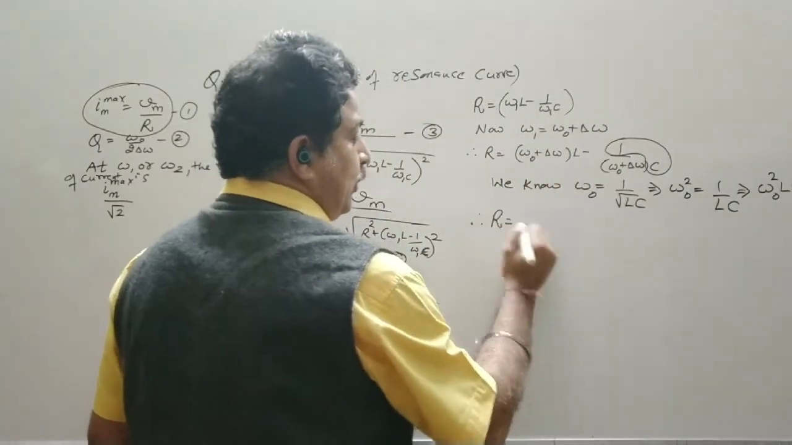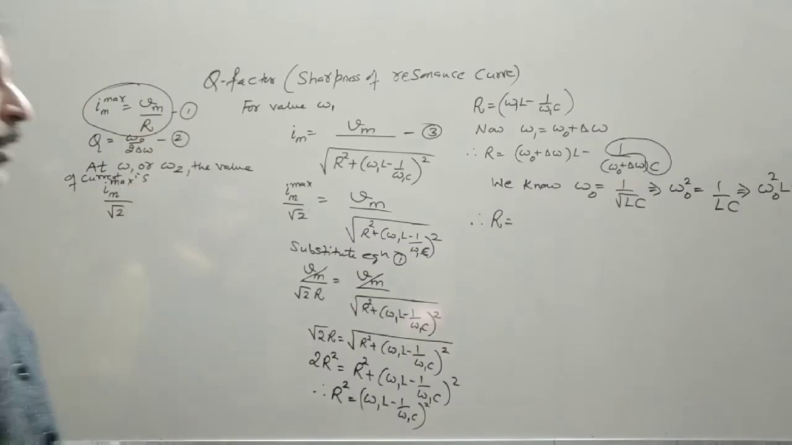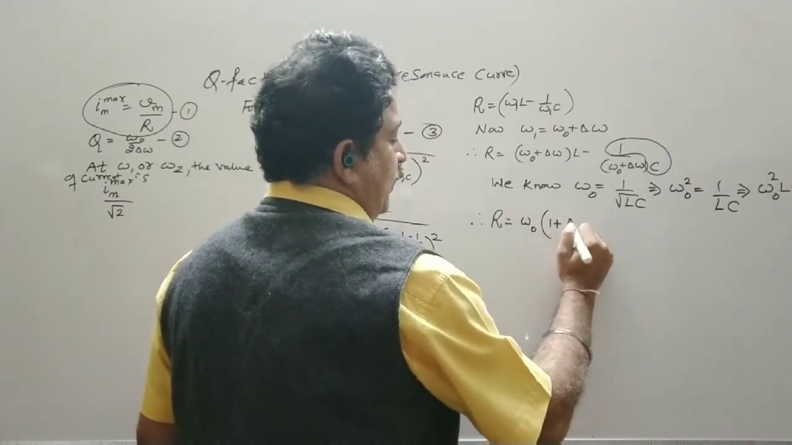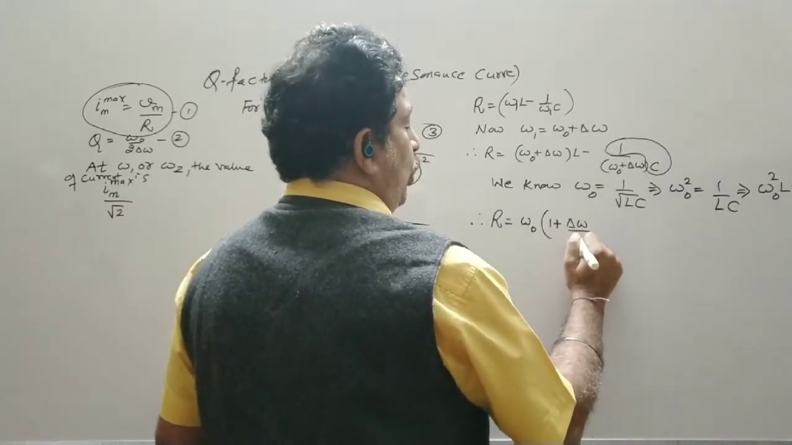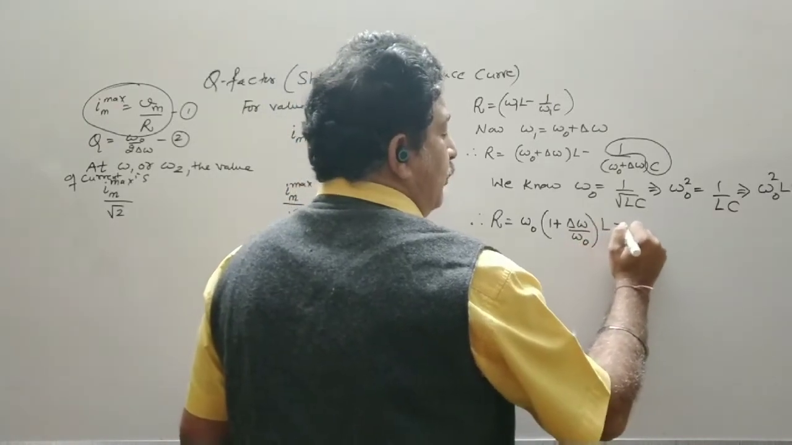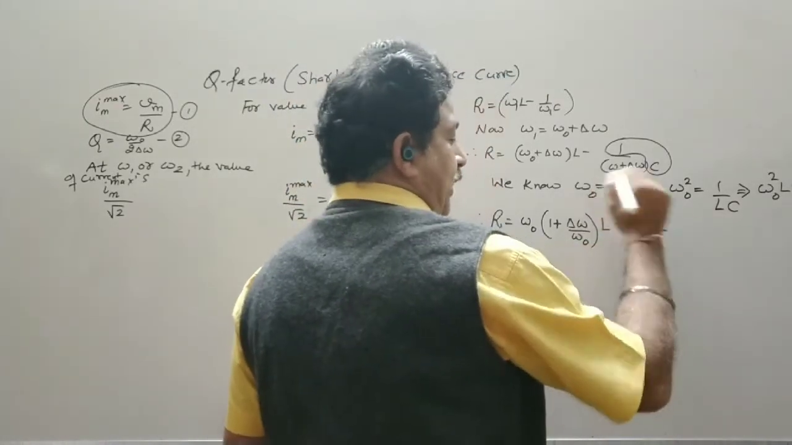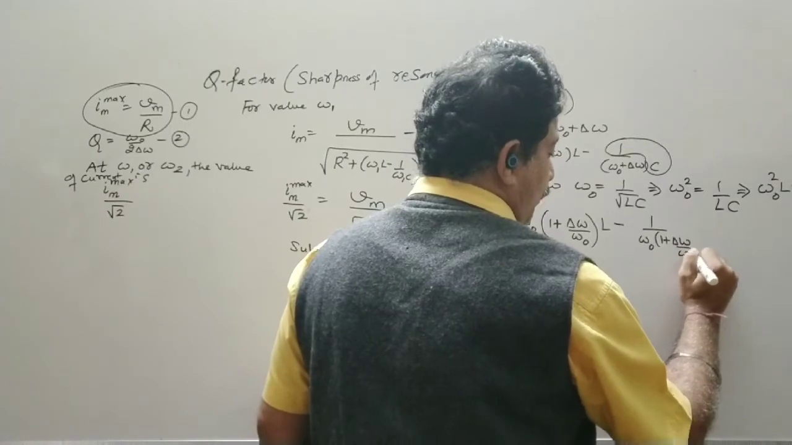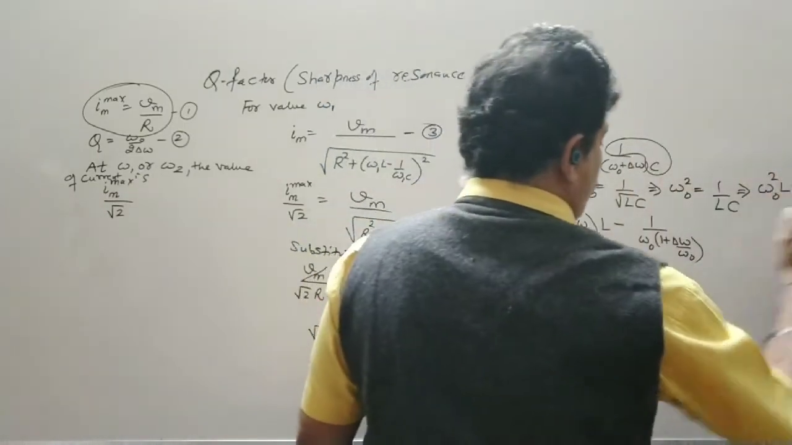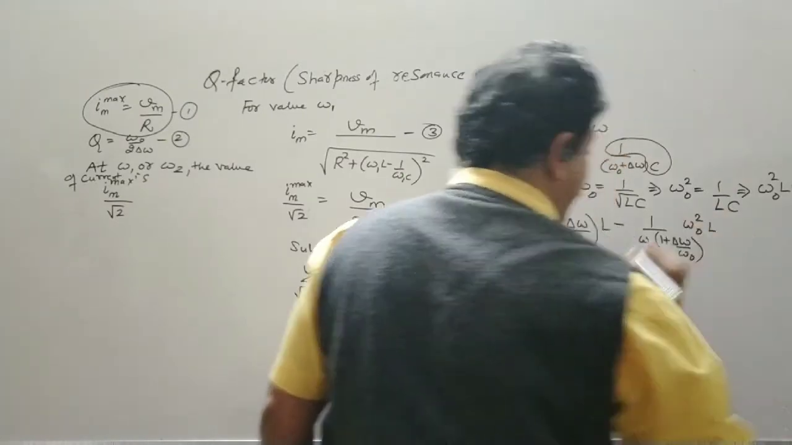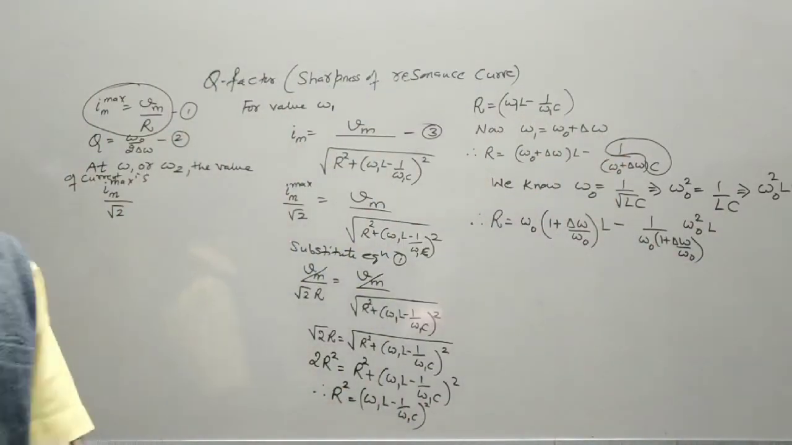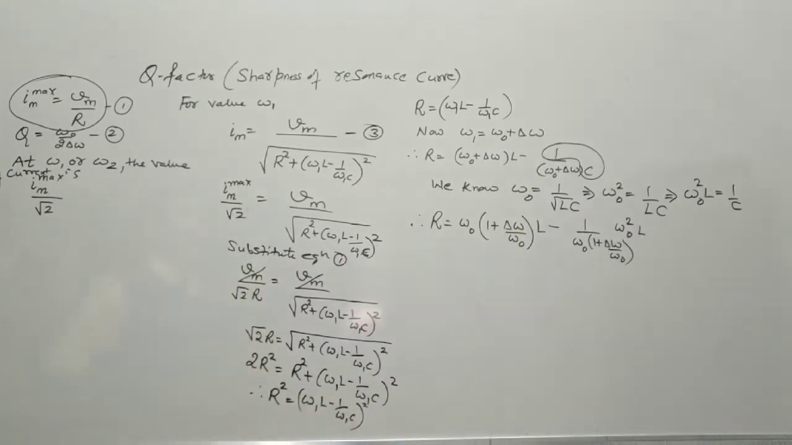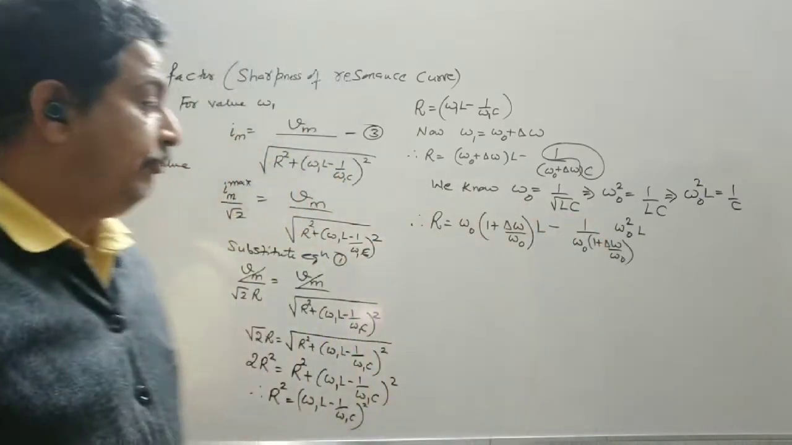Therefore, R is equal to, at the same time, we take this omega naught common, so it becomes omega naught into 1 plus delta omega upon omega naught L minus, again I take omega naught common from this side, so omega naught into 1 plus delta omega upon omega naught, and in the place of 1 upon C, I write omega naught square L. So we have eliminated C with the help of this resonant angular frequency.